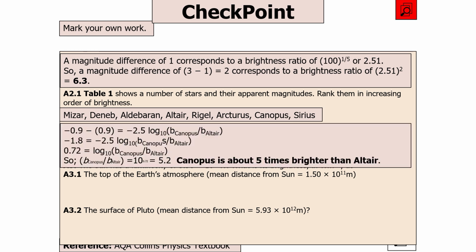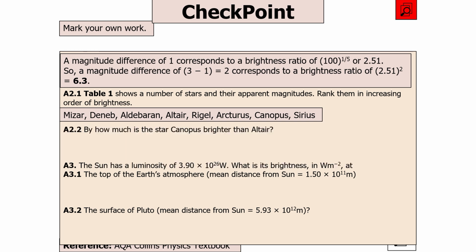Now again, how much brighter is Canopus than Altair? So you do 2.51 to the power of the difference in the magnitudes, and it works through to be about 5.2 times brighter. Now in this next one, you'll have noticed from the equation it says in watts per meter squared. So to work out the brightness, you're going to have to take the luminosity of the Sun, which is given to you, and then divide it by the area over which it is spread.